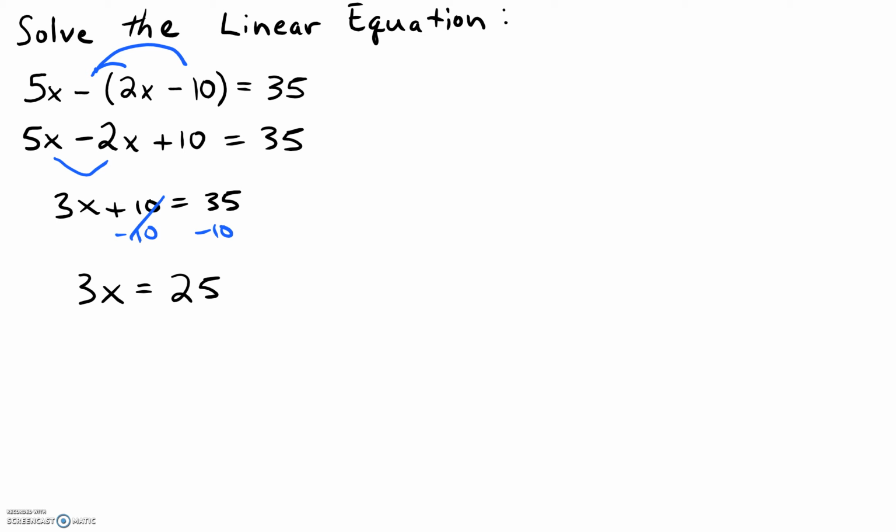So now the only thing keeping us from having the x completely isolated is it's being multiplied by 3. So again, let's do the opposite function. Let's divide both sides by 3. And the 3 is going to cancel on top and bottom. So on the left-hand side, we now just have x. On the right-hand side, we have 25 over 3.